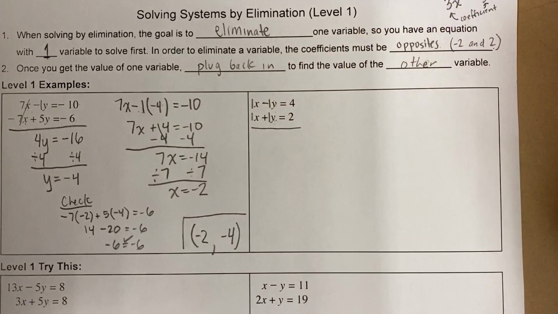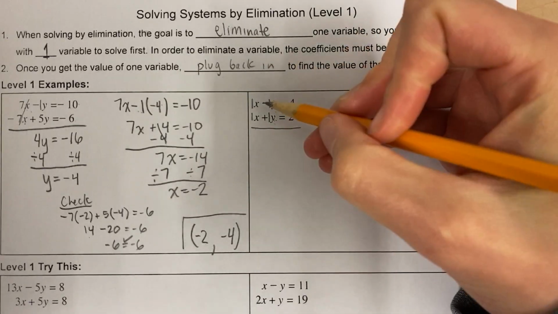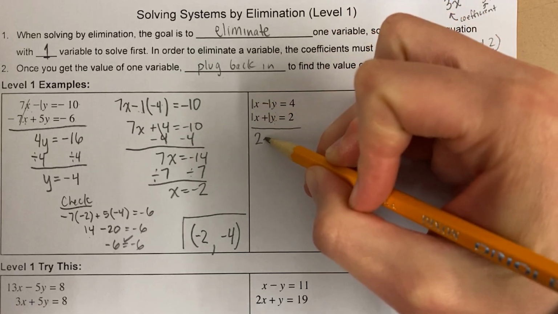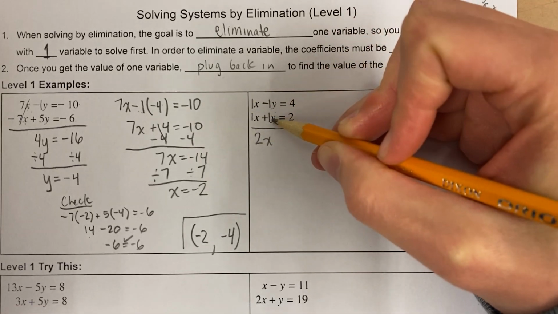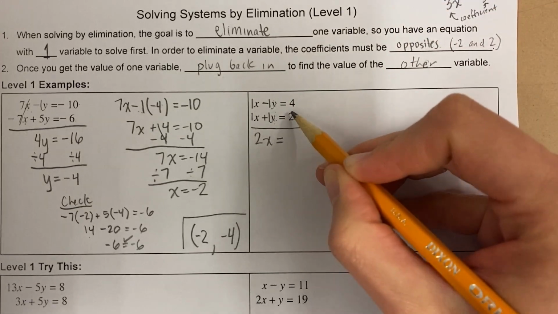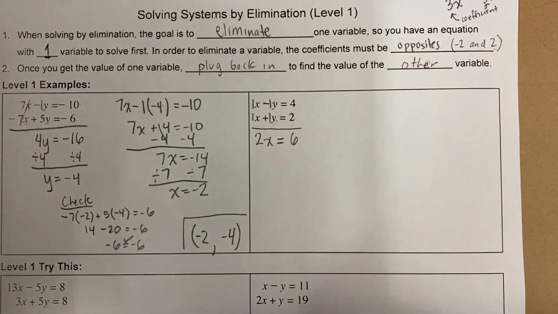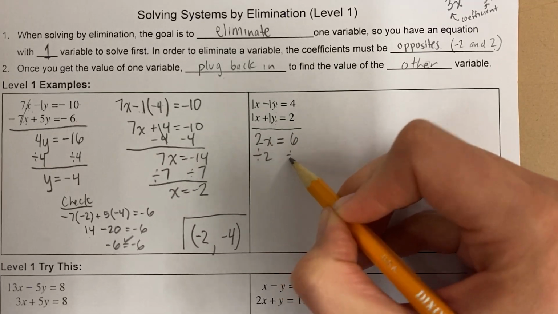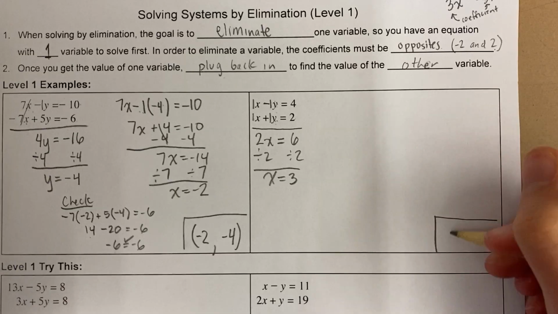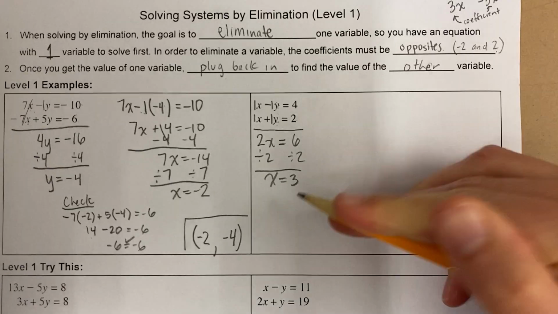That's okay. I'll find the value of x first this time, right? Because when I add these equations, I get 1 plus 1, that's 2. That's 2x. This is negative 1 plus 1. That's 0, right? I'm not even going to write that. And 4 plus 2 is 6. Now I want x by itself. I'm going to divide by 2. And I get x equals 3. So I'm halfway done, right? I have my x value, and I'm still looking for my y value.